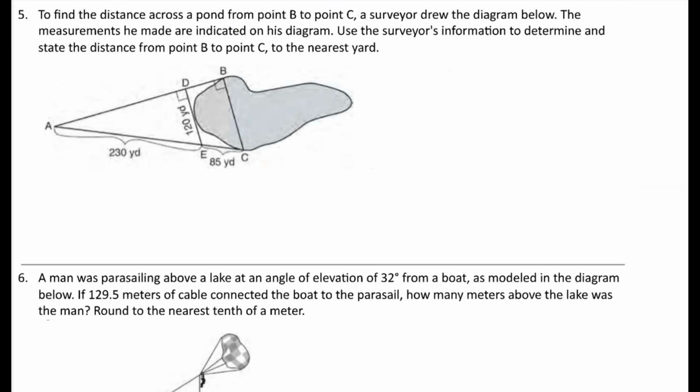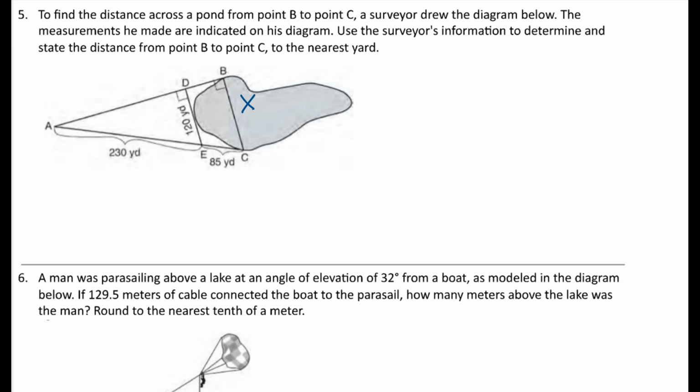Number 5. To find the distance across the pond from point B to C, a surveyor drew the diagram below. The measurements he made are indicated on his diagram. Use the surveyor's information to determine and state the distance from point B to point C to the nearest yard. So I'm looking for this piece right here.